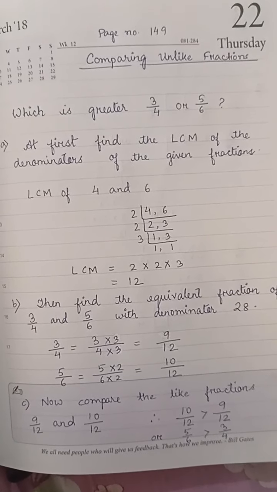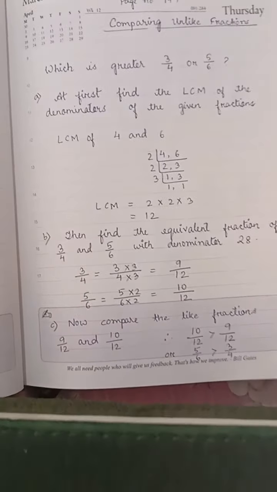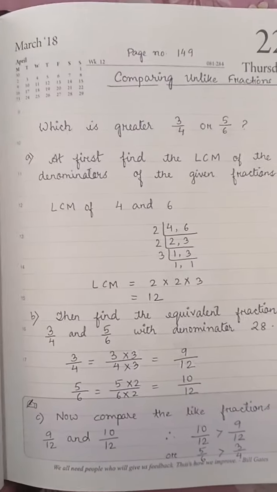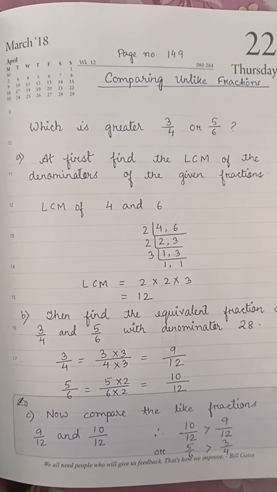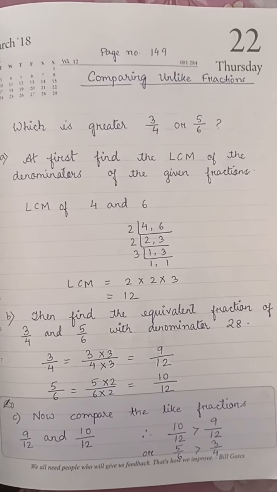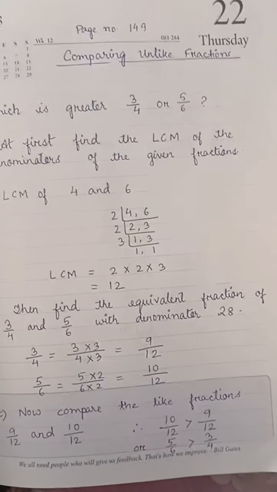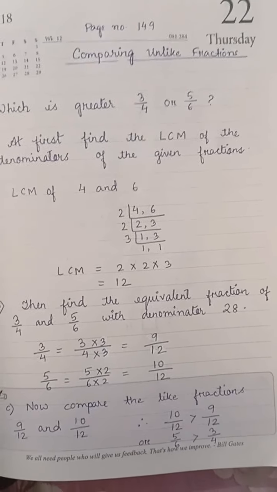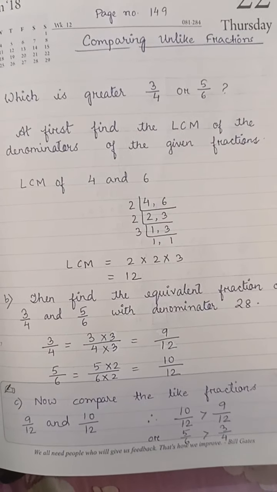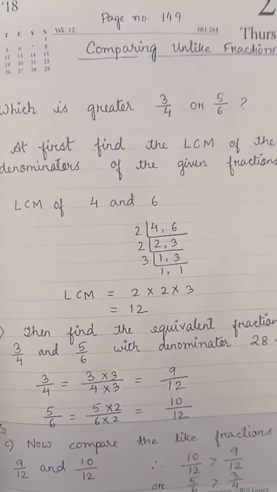I hope all of you have remembered what unlike fractions are, right? So what are unlike fractions? Fractions whose denominators are different, whose denominators are not the same, those fractions are known as unlike fractions.